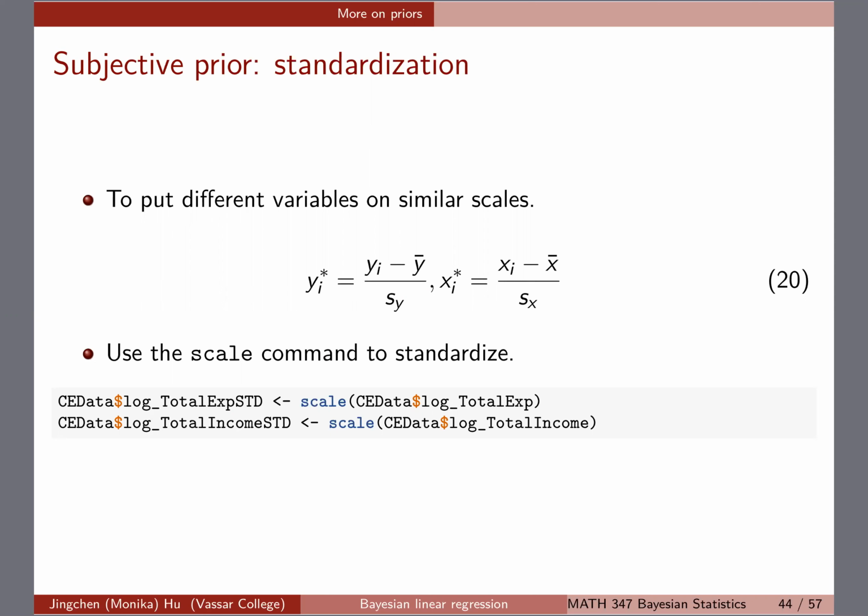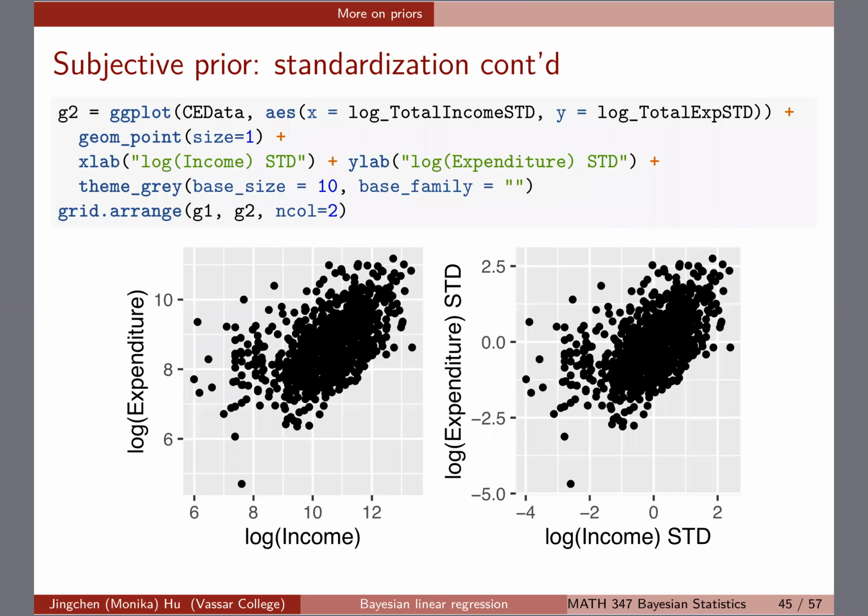In R, you can just use the scale function and it will give you the standardized version that you want. But of course, looking at equation 20, you probably also know how to write it out if you just need to write a function. But the scale function does that for you. I do want to show you that after you standardize the data, the general shape, the relationship between them, wouldn't change. What you do is simply put them on the same scale.